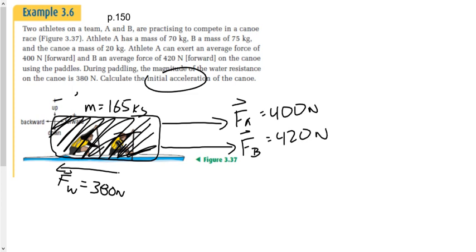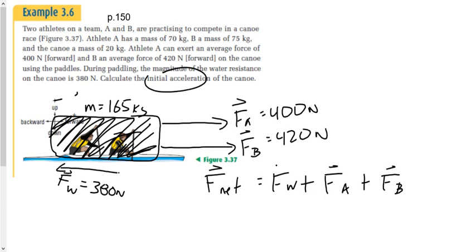Okay, so remember, the first thing you do is draw that free body diagram. We've done that. Next thing you do is to say F net is equal to the sum of the forces. In this case, we're going to say that's FW plus FA plus FB. Is this right?